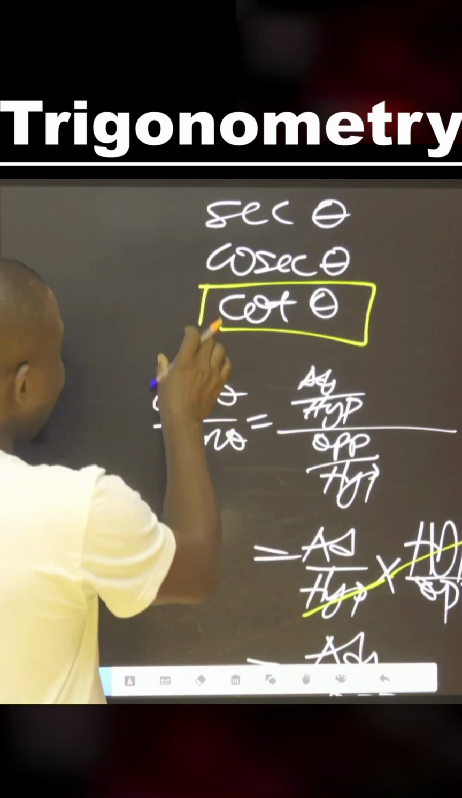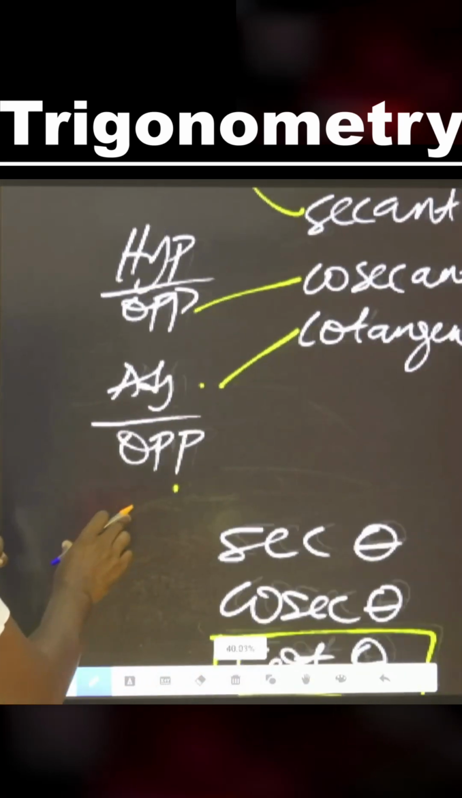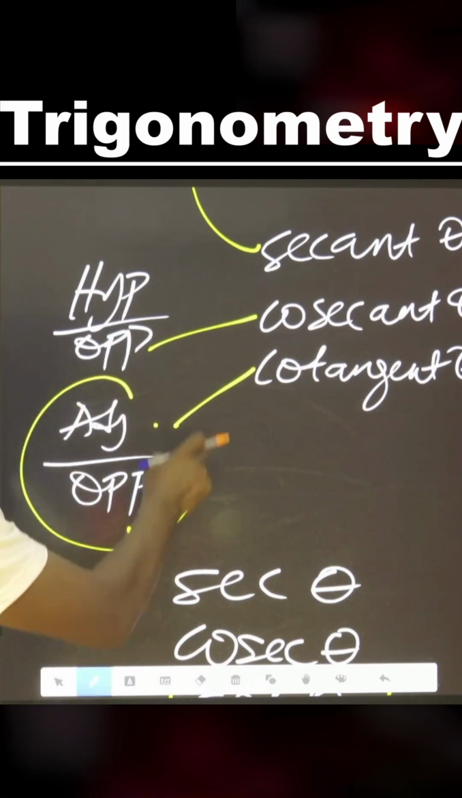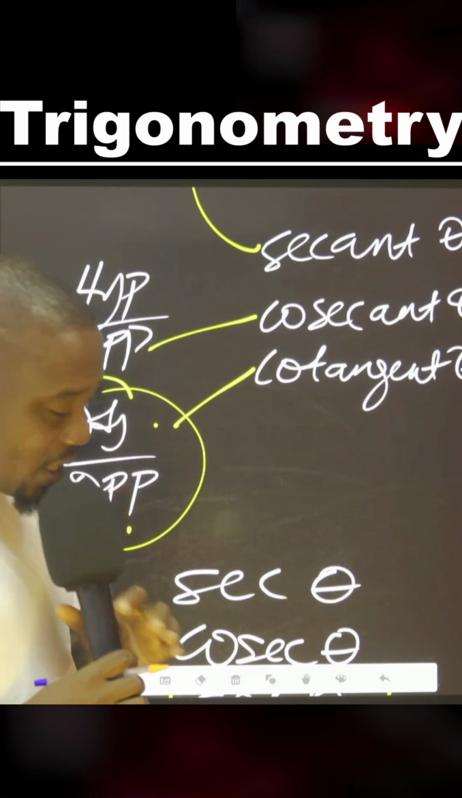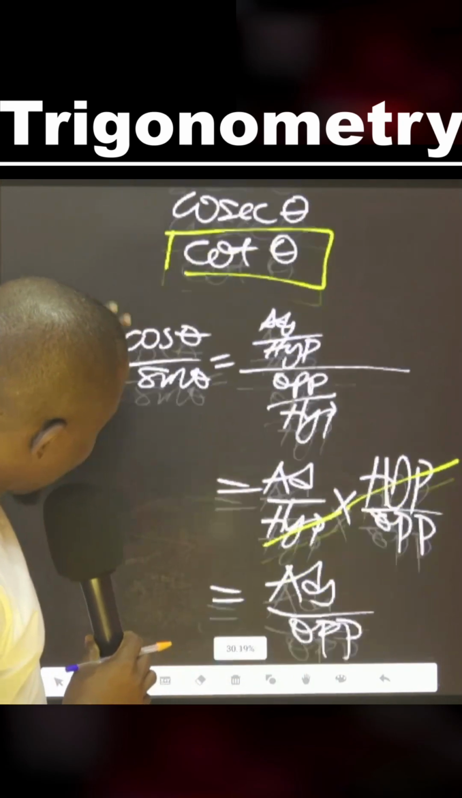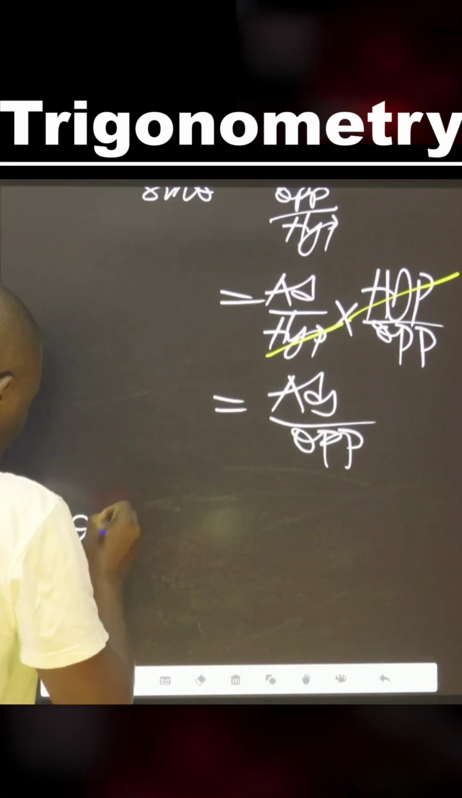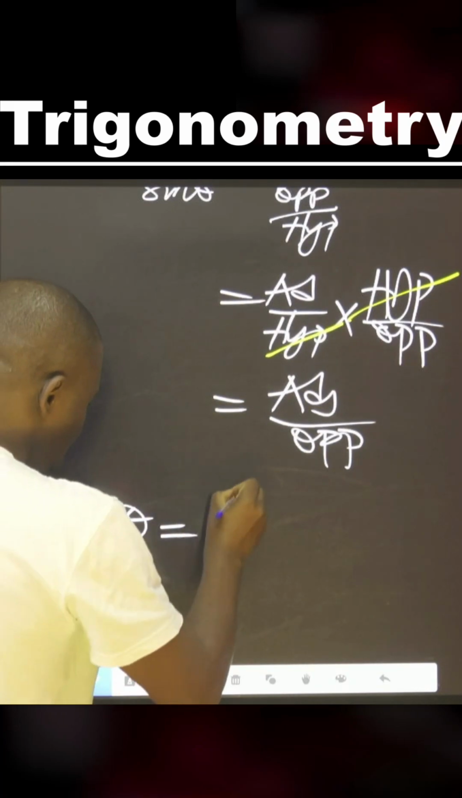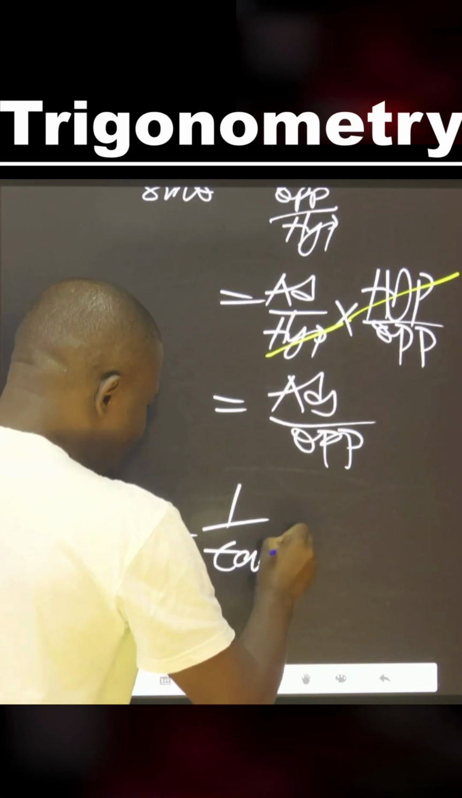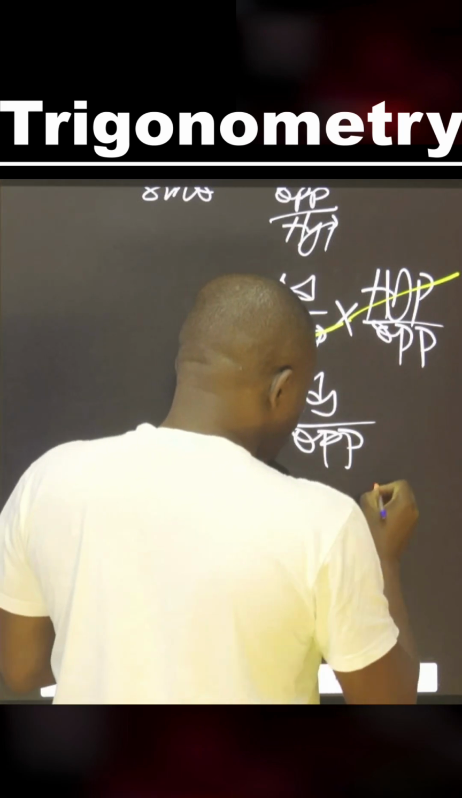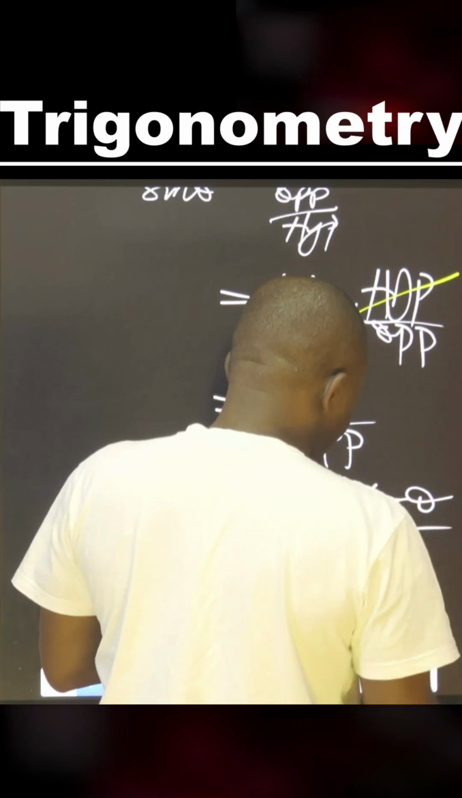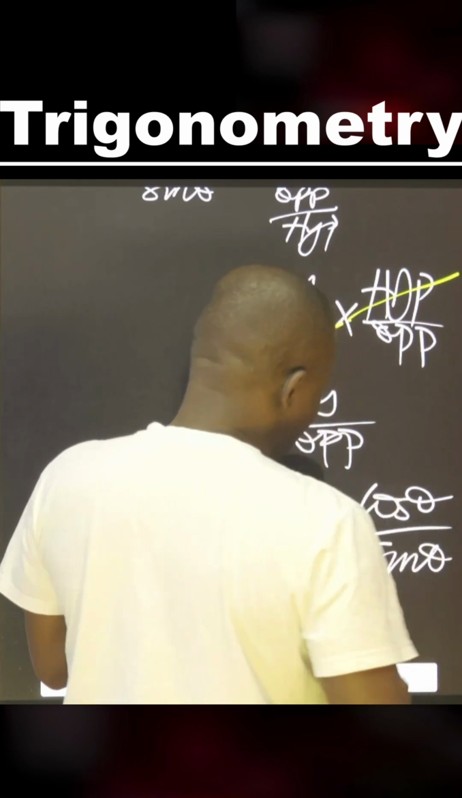As you can see in this place, we've established that cotangent is adjacent over opposite. It means, therefore, you can address cot theta as equal to 1 over tan theta, which is also equal to cos theta over sine theta.